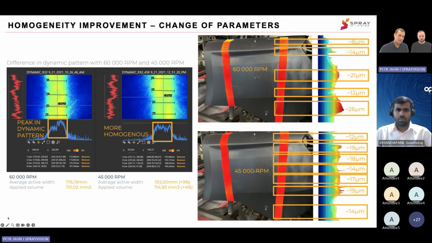There were a couple of tests done, and one of them was to partially decrease the rotation speed of the rotary bell to 45,000 rounds per minute. And you can see that the pattern is much flatter. The surface or spray pattern is more uniform without these, let's say, spot distributions of the paint, and the thickness was more or less maintained.